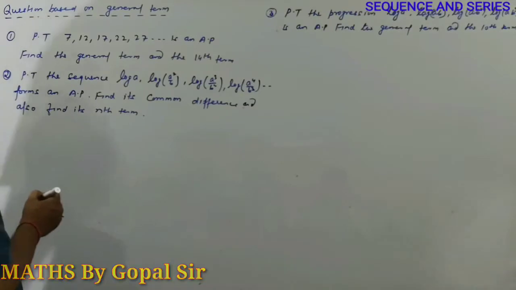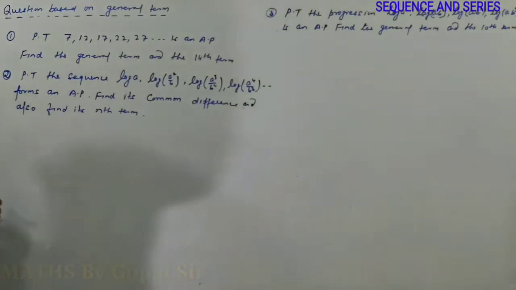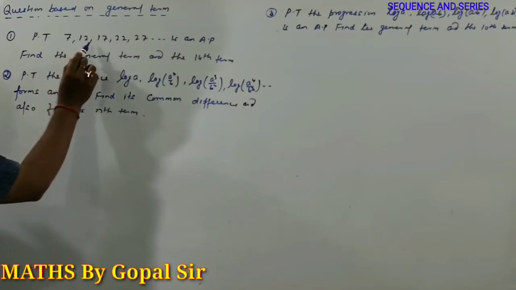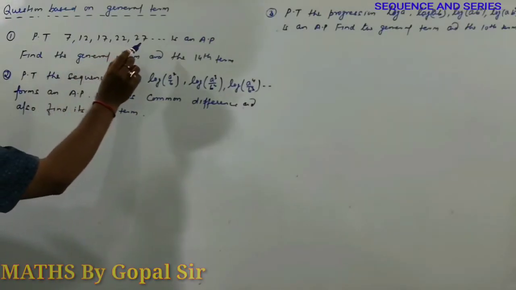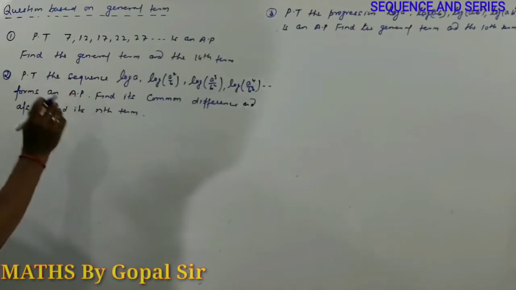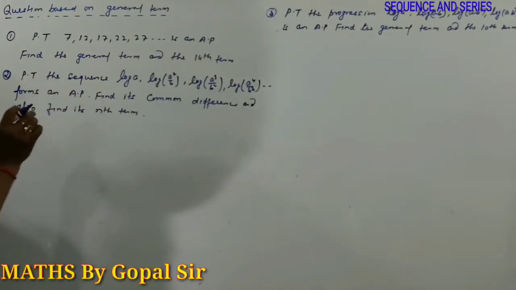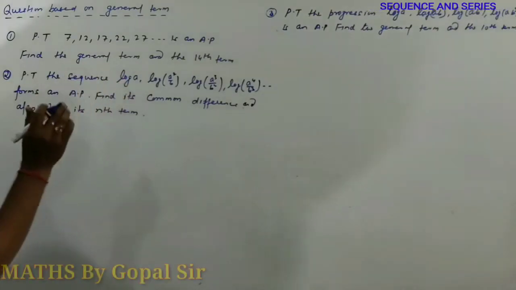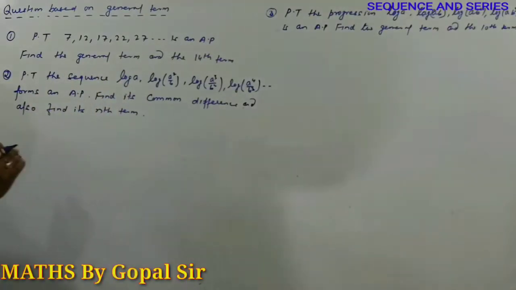Now, questions based on the general term, that is the nth term. First question: prove that 7, 12, 17, 22, 27 is an AP. That means we have to check whether this is in AP or not. After finding it is in AP, we have to find its general term and the 14th term. So what is the property of AP?